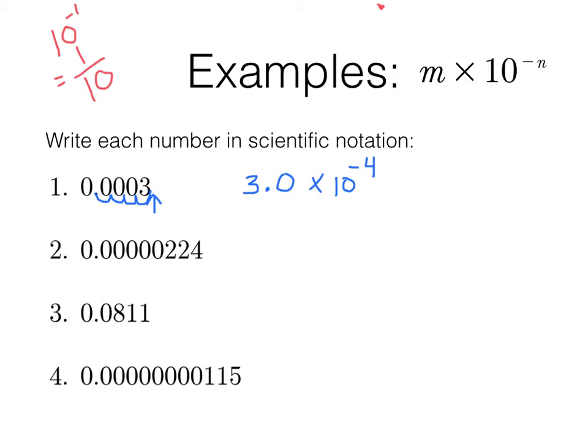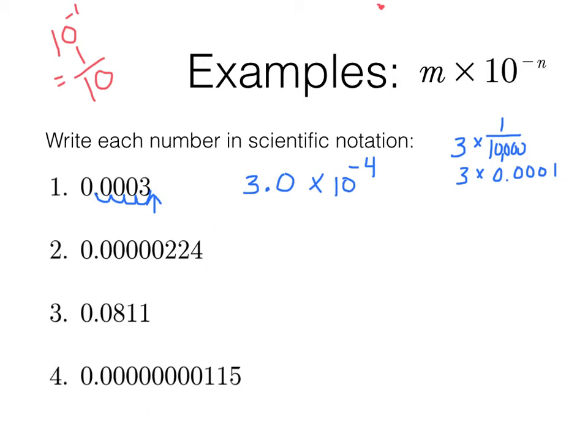Let's think about that real quick before we continue. 3 times 10 to the negative 4 is 1 over 10,000, or 0.0003, 4 decimal places. And if I was to multiply that, I do indeed get this value right here.